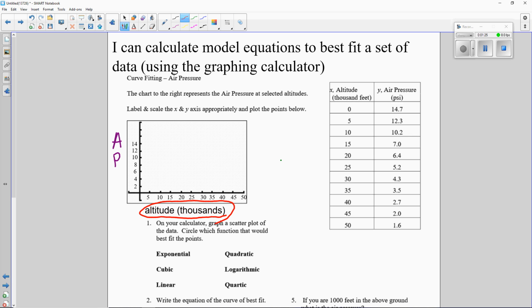And then our y column I'm labeling as air pressure, and that's measured in PSI. And then across the x-axis, I've counted by 5s, and the y-axis I've counted by 2s. There's not necessarily a right or wrong by what you count by, but we do want to make sure we use most of the x-axis and most of the y-axis so that we get a fair representation when we graph these points. And then go ahead and plot all of those points. I'm going to do it here in just a second. It does not have to be perfect, but we want to get them as close as possible.